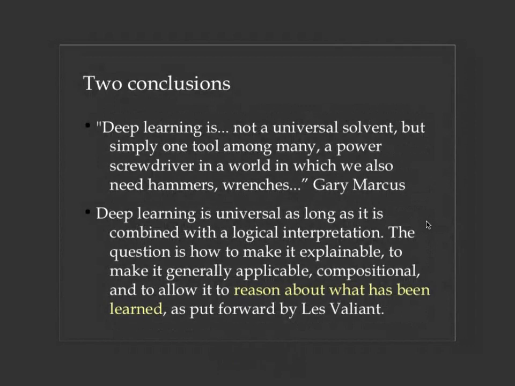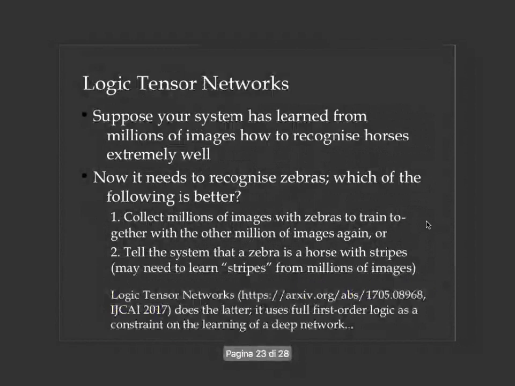And two possible conclusions from that. One is that deep learning is not a universal solvent, but simply one tool among many, a screwdriver in the world in which we also need hammers and so on. And another perspective is that deep learning is universal as long as it's combined with logical interpretations. And the question is how to make it explainable, generally applicable, compositional, and to allow it to reason about what has been learned, as I started the presentation with that quote from Valiant.